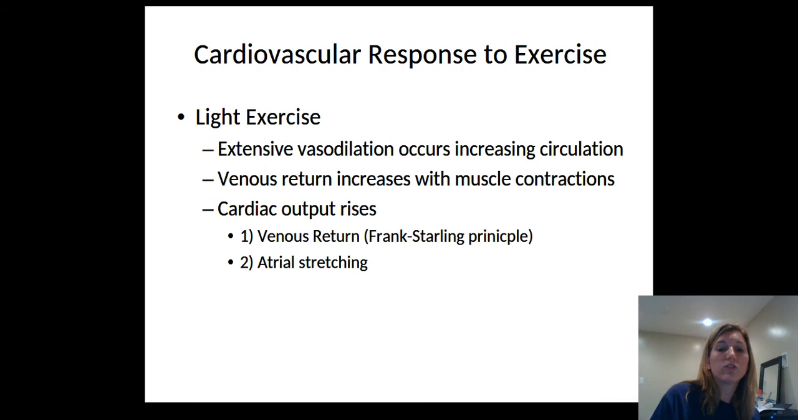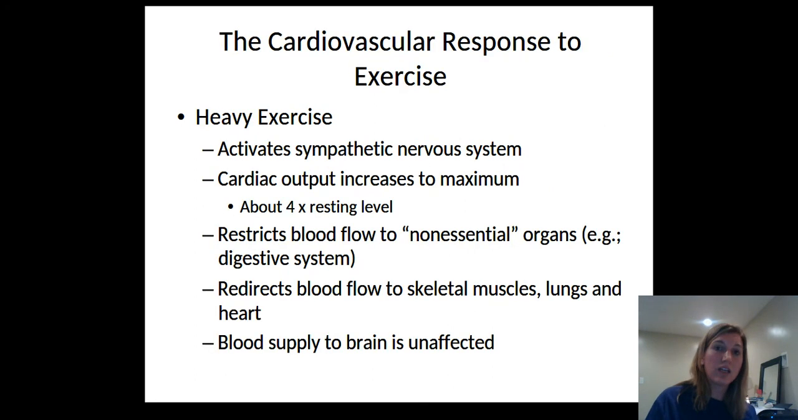Light exercise ultimately is going to increase your venous return. It's going to increase your arterial stretching. Heavy exercise is going to bring about a sympathetic nervous response. So you're going to get a restriction of blood flow to your non-essential organs. So this is one of the reasons why, when you're running for a long period of time, you're not hungry while you're running, or you're not salivating while you're running, because all of your energy, all of your blood flow is going to your skeletal muscles to maintain running. Blood supply to the brain is always unaffected.